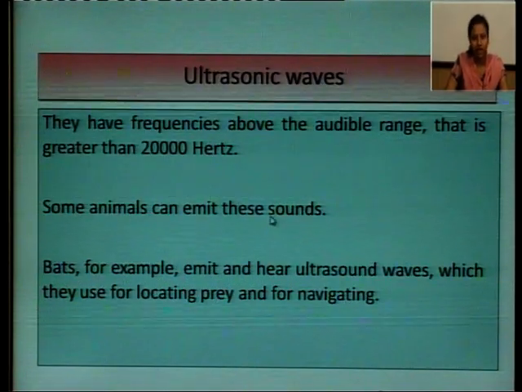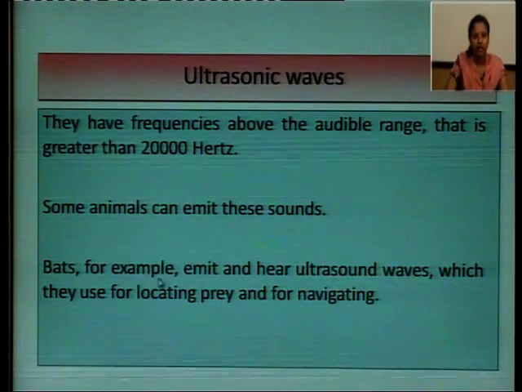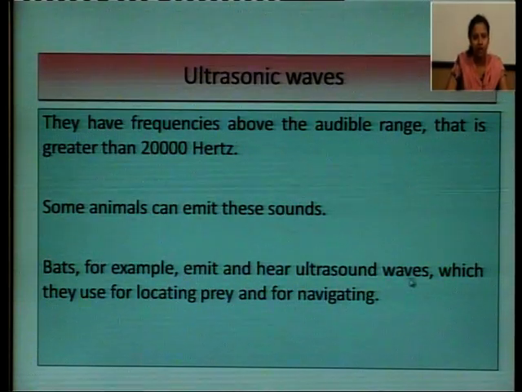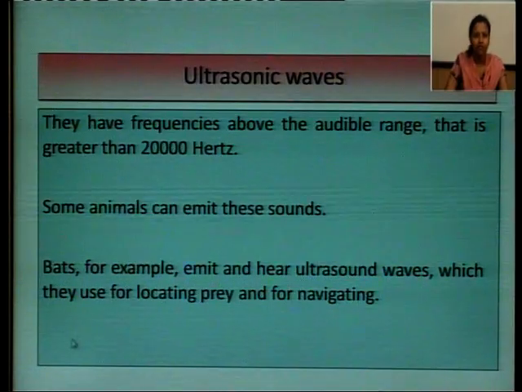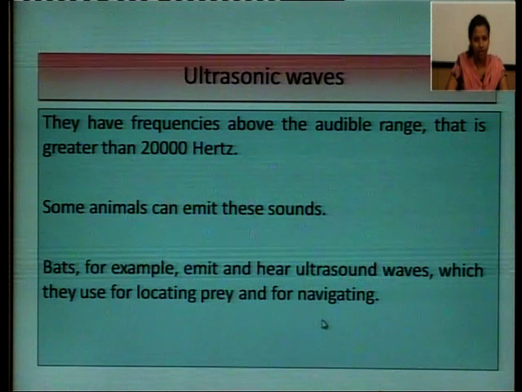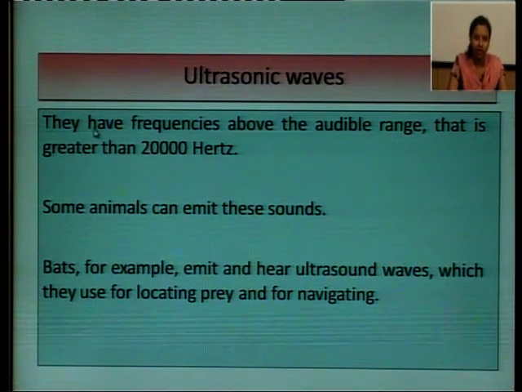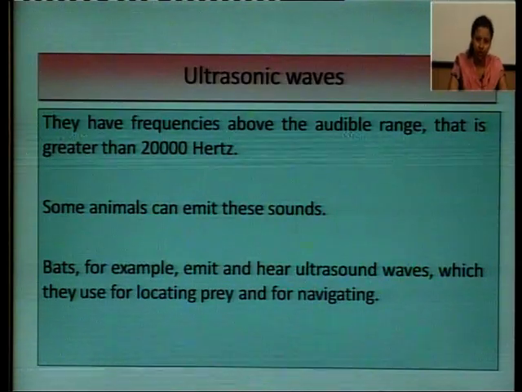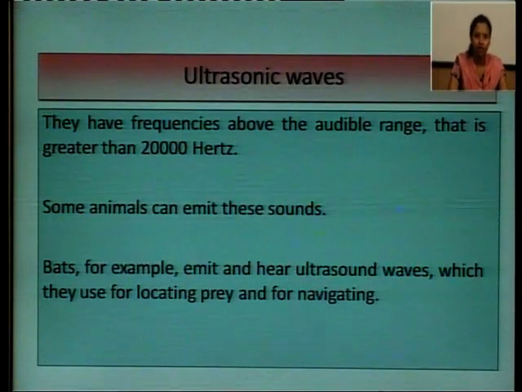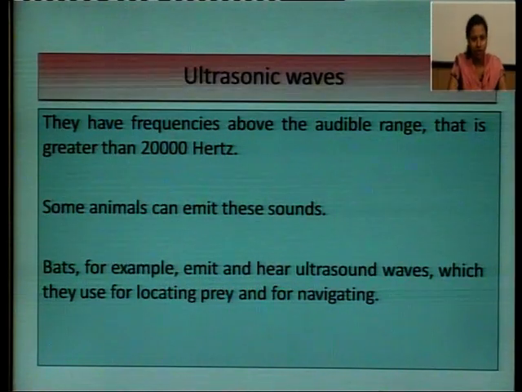Many animals can emit these types of sounds, like bats. They emit and hear ultrasonic waves which they use for locating prey and for navigating. So, different types of animals use infrasonic and ultrasonic waves, but human beings are able to hear only the audible range.